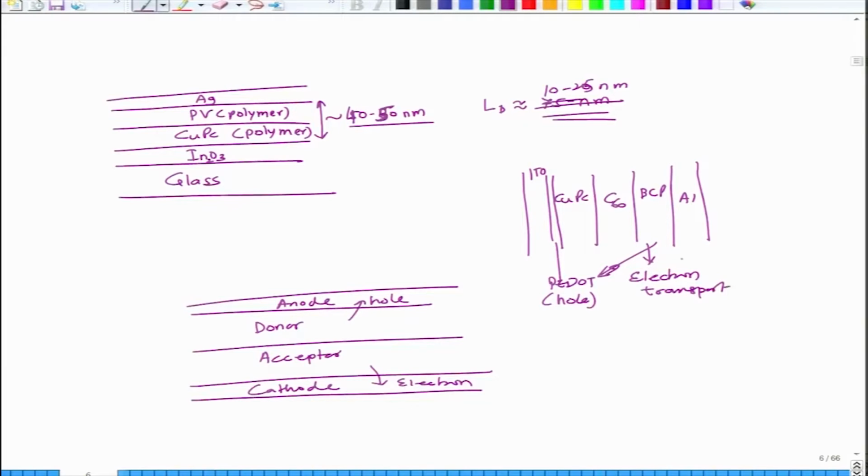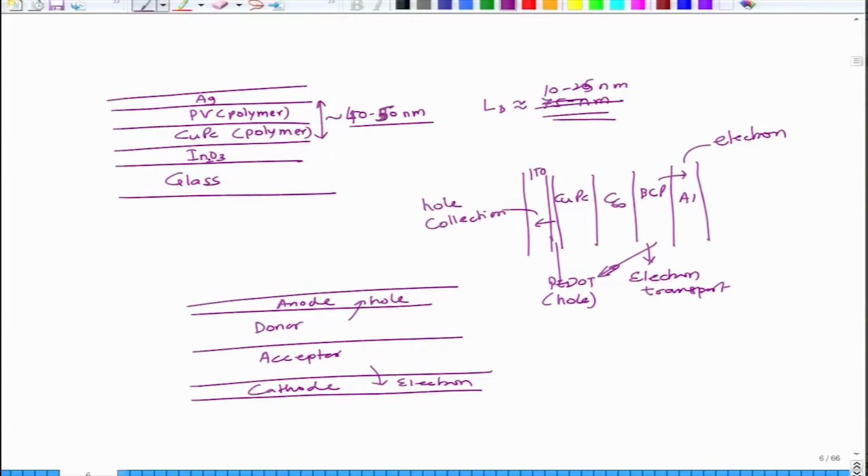So what will happen is that your energy levels are aligned in such a manner that hole and electron can move in either direction. Okay. So this P dot will allow only the hole transport. So you have hole collection on ITO and you have electron collection on aluminum. So holes will be blocked by this layer. Okay. They will provide an energy barrier to the holes.